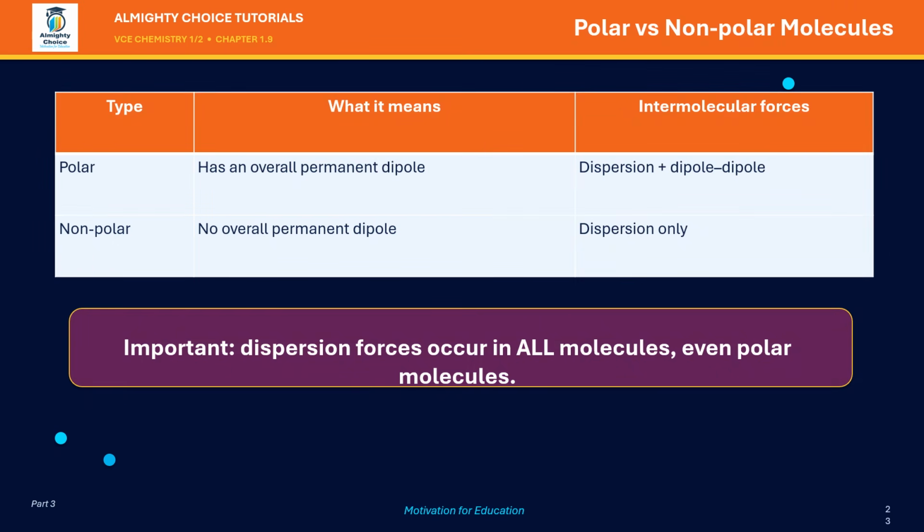This table separates polar and non-polar molecules. Polar molecules have an overall permanent dipole, so they have both dispersion forces and dipole-dipole forces. Non-polar molecules have no overall permanent dipole, so they have dispersion forces only. Remember, dispersion forces occur in every molecule, including polar molecules.